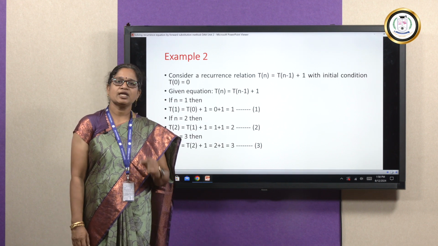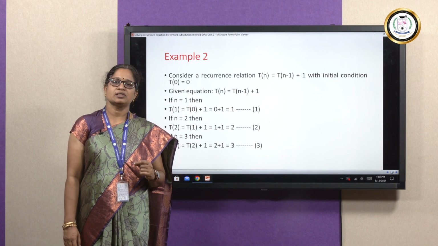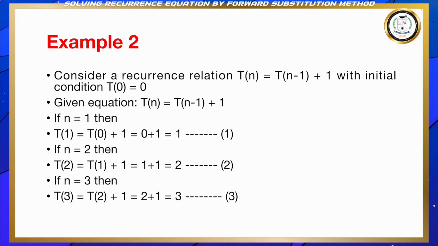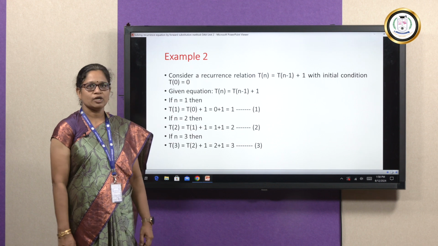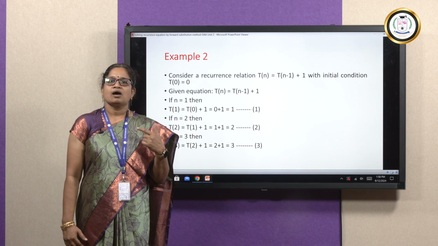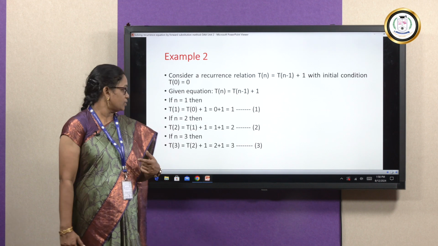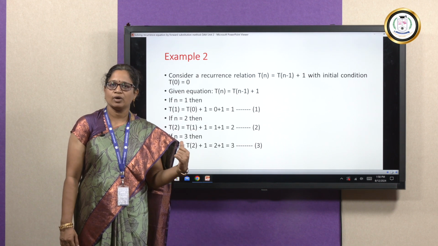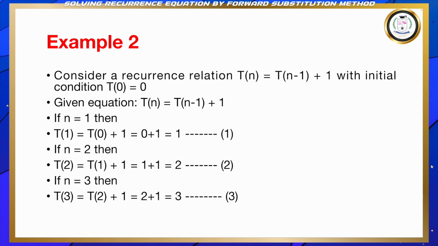The initial condition T(0) is equal to 0. That is already given in the question. This becomes 0 + 1, which is equal to 1. This becomes equation 1. Now when we substitute n = 2, the equation becomes T(2) = T(1) + 1. T(1) is already got in the previous term. The value of T(1) is 1. So 1 + 1 equals 2. This becomes equation 2.